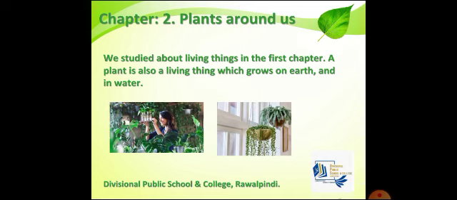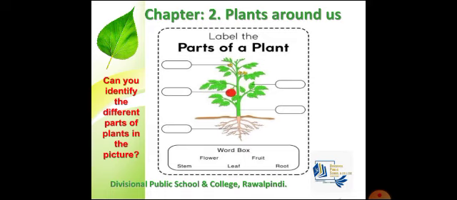So plants are also living because plants can grow, plants can reproduce, plants can move, not from one place to another but in their own place. Plant branches can move, and plants can make their own food. So plants are also living things. Today we will learn a little more about the parts of the plants. Here you can see in this picture some parts of the plants.